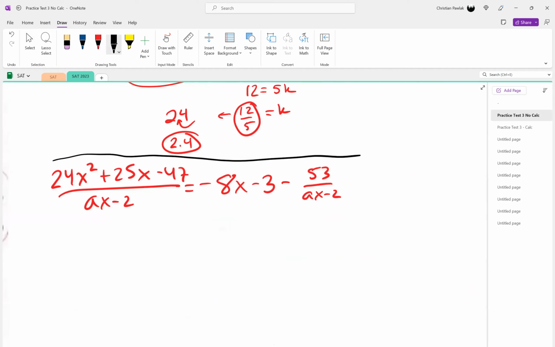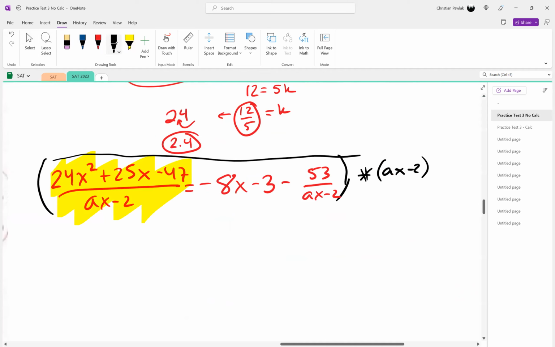Well, what I'm going to do is multiply everything by ax minus 2, and the reason I do that is because it's going to actually cancel out all of the denominators. So if I multiply ax minus 2 times the first one, I'm going to be left with just the numerator because the ax minus 2 is going to cancel. So then I'm left with 24x squared plus 25x minus 47.